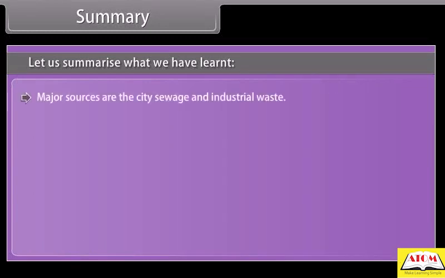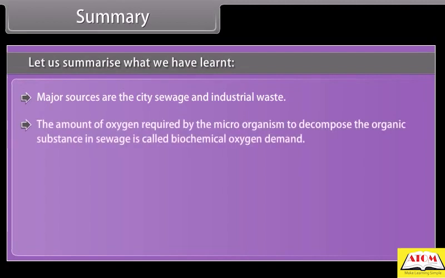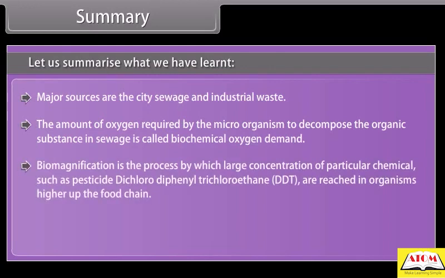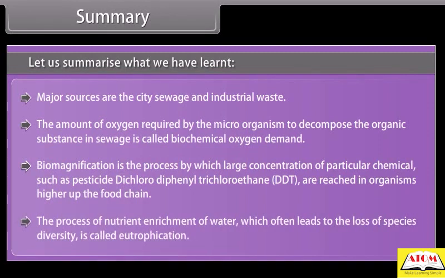Major sources are the city sewage and industrial waste. The amount of oxygen required by the microorganism to decompose the organic substance in sewage is called biochemical oxygen demand. Biomagnification is the process by which large concentration of particular chemical such as pesticide dichloro-diphenyl trichloroethane DDT are reached in organisms higher up the food chain. The process of nutrient enrichment of water, which often leads to the loss of species diversity, is called eutrophication.